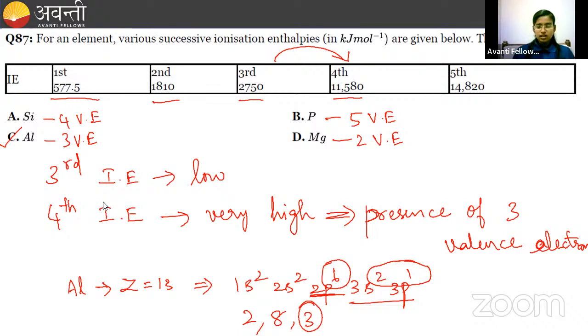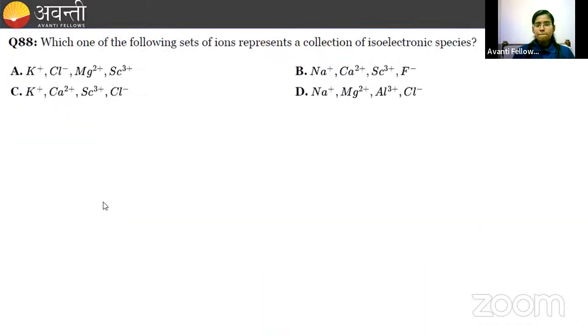All right. Now coming to question number 88. Which one of the following sets of ions represents a collection of isoelectronic species? So what is meant by isoelectronic species? Iso means same.